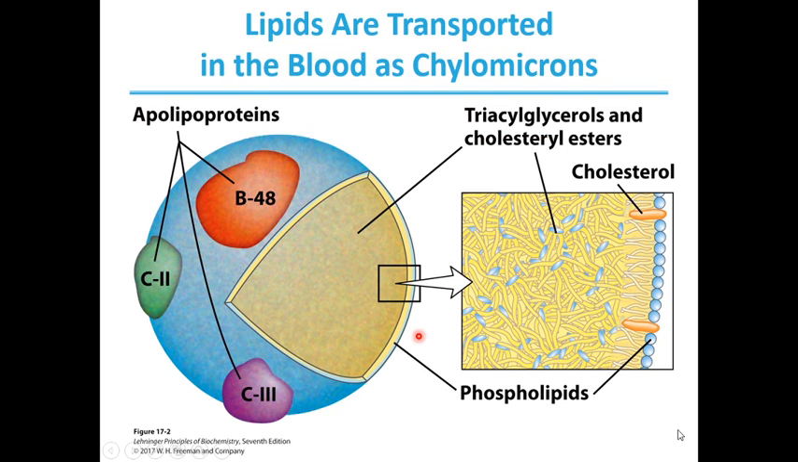Shown here is the molecular structure of a chylomicron. As you may know from the previous slide, chylomicrons are used to transport lipids through the bloodstream into various tissues. Now, the components of chylomicron are essentially apolipoproteins, as shown here. The names are B48, C2, or C3. The different apolipoproteins, and about 80% of chylomicrons are composed of triacylglycerols and cholesterol esters.